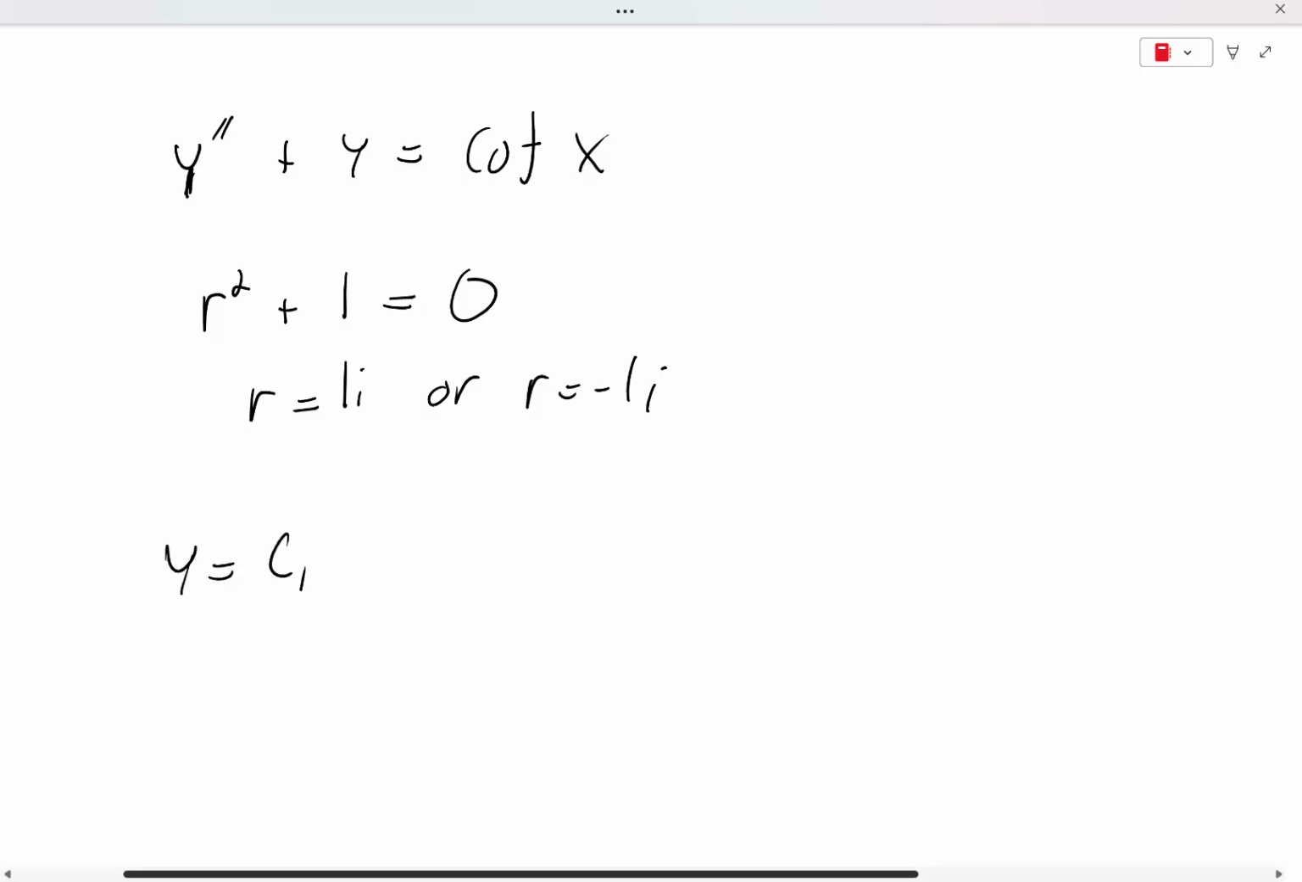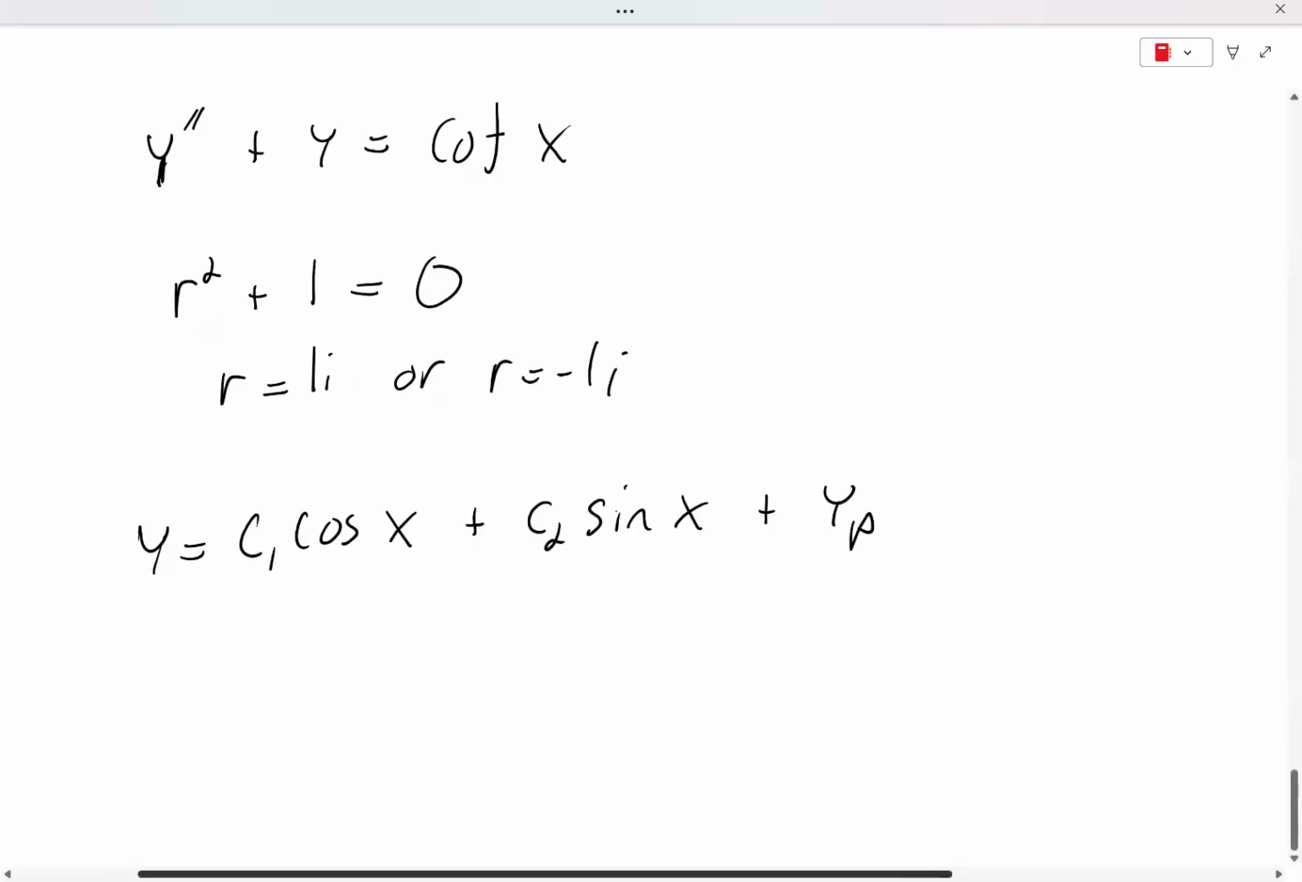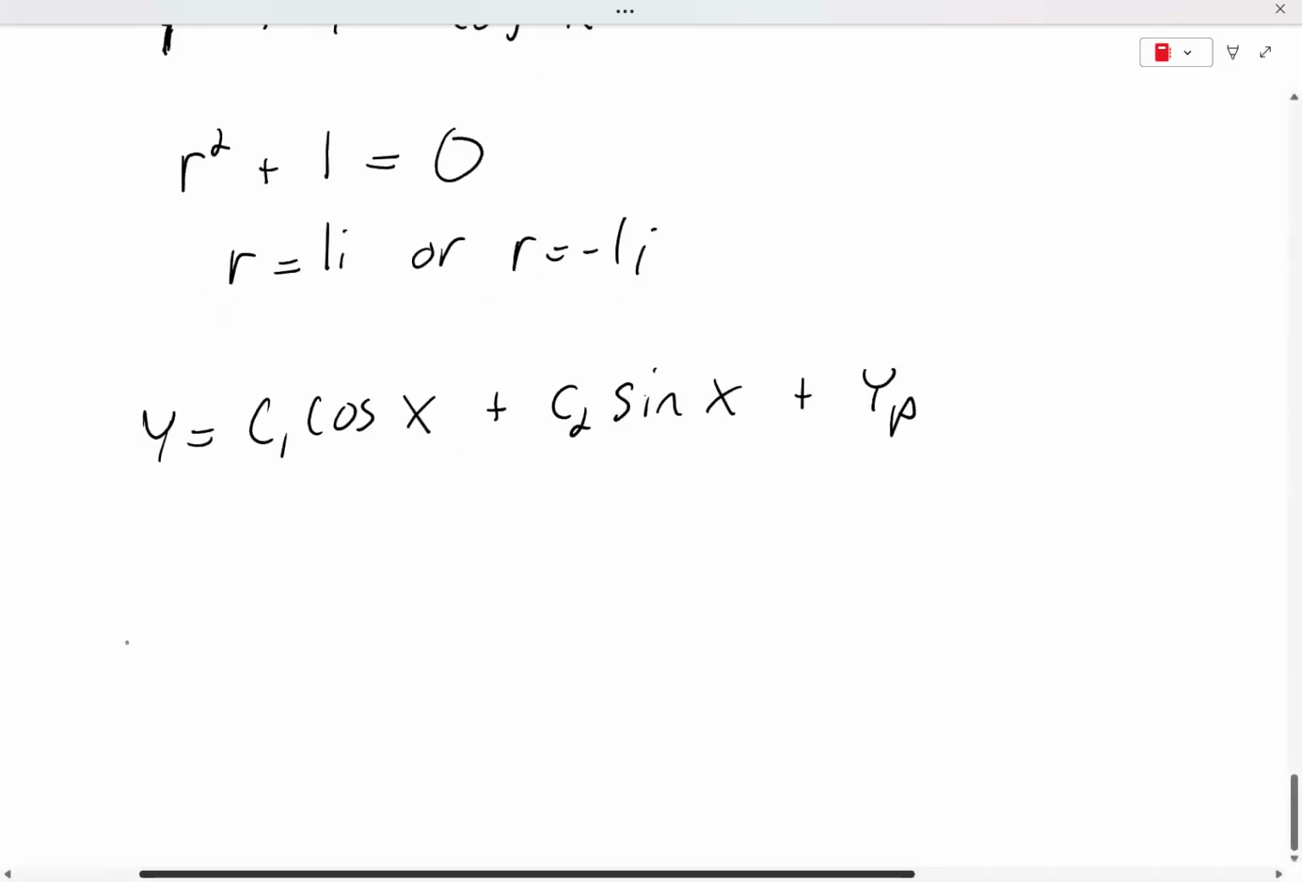If you have a pure imaginary root, the solution looks like this, plus the particular solution over here. And now we just have to work on finding this particular solution. So now you find your W.